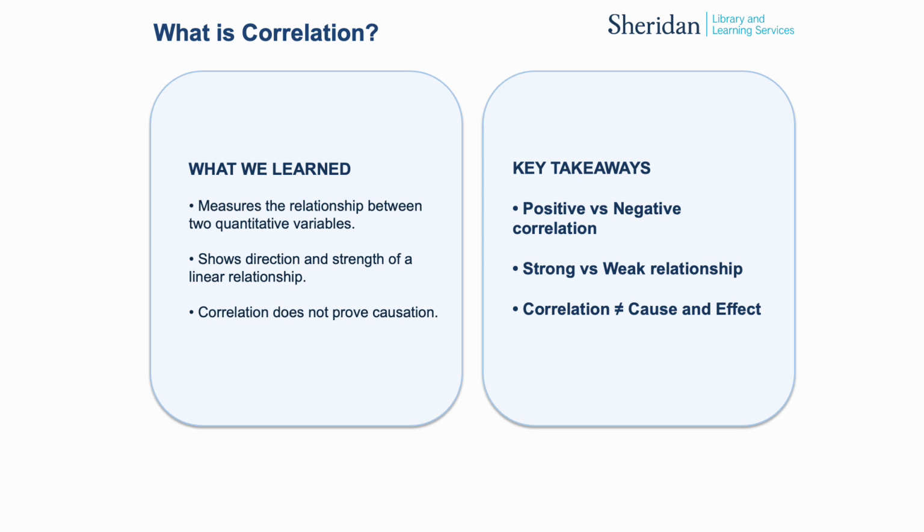If study hours and exam scores have a positive correlation, does that prove that studying more always causes higher grades? The answer is not necessarily. Many other factors such as previous knowledge, attendance, sleep, or motivation could also influence exam performance. That's why we must always be careful about interpreting correlation. Now that we understand what correlation is, let's look at how we actually measure it using the correlation coefficient, R.